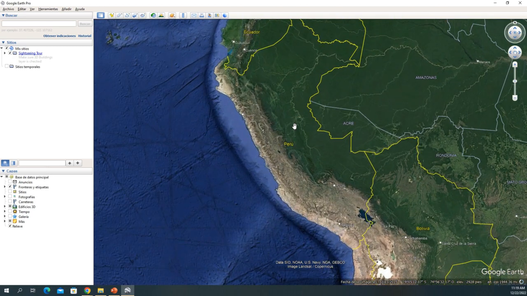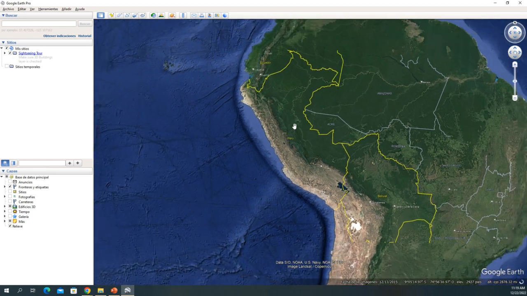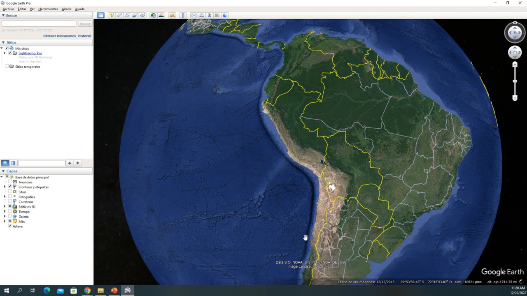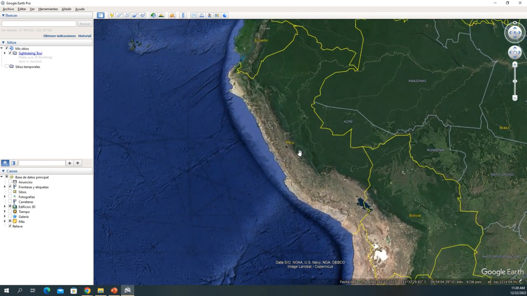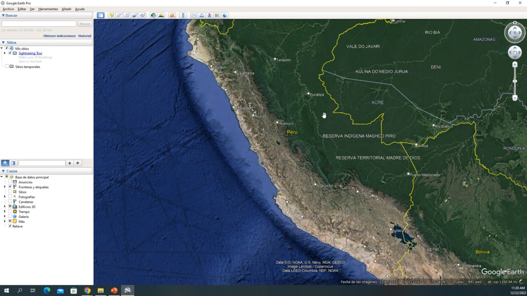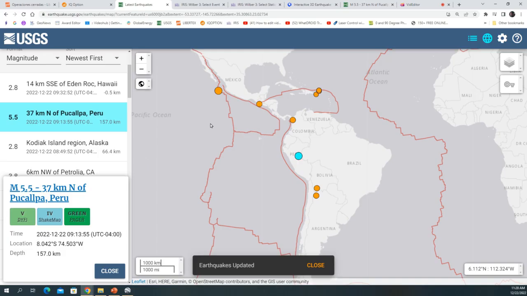So here is Peru, and this is a big scar of the subduction between the Pacific plate and the South American plate. A very active area. The earthquake just happened about here somewhere. So let's look at some of the data we have about this earthquake.